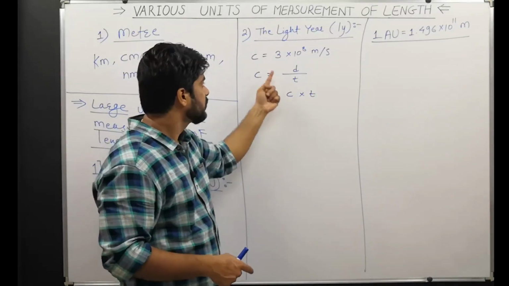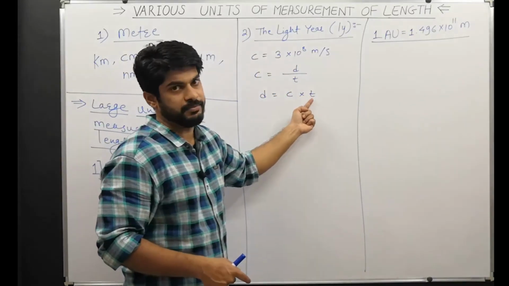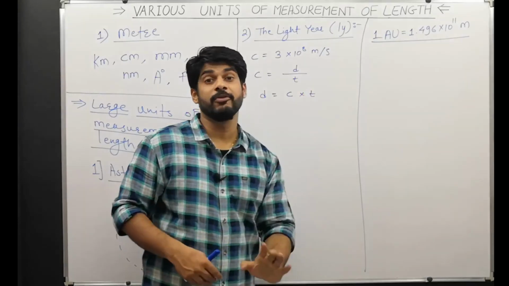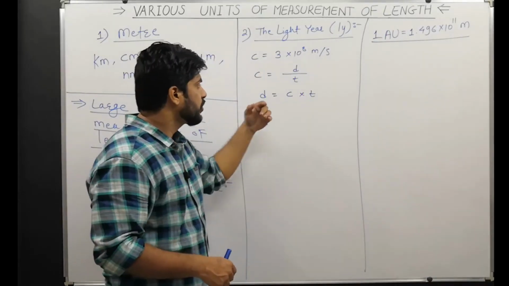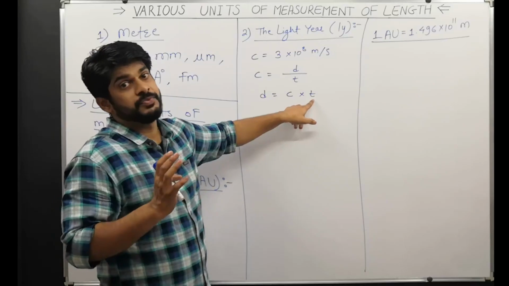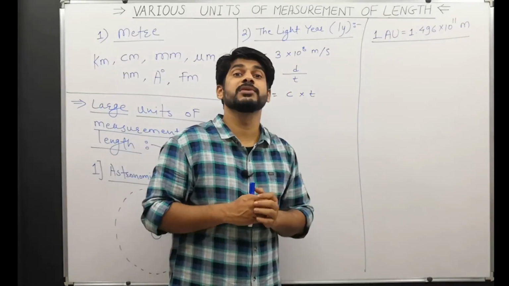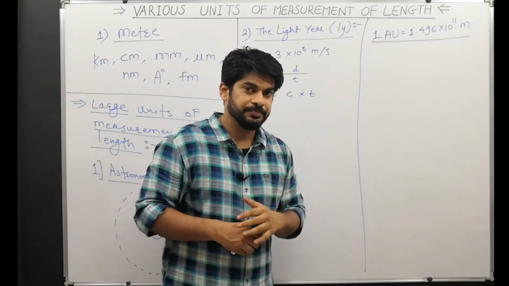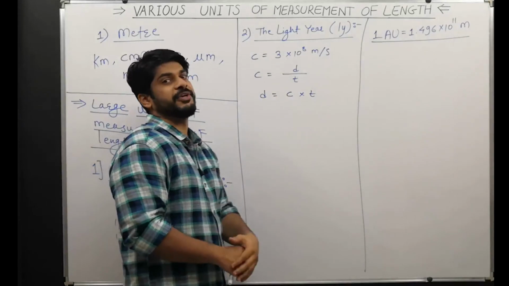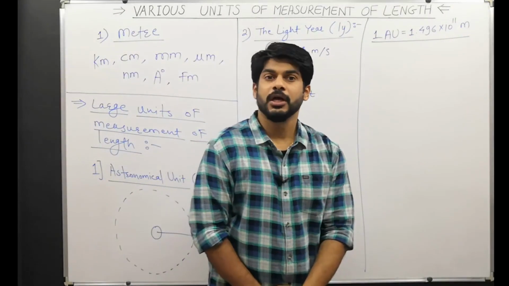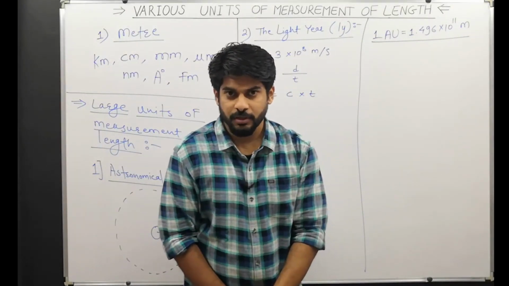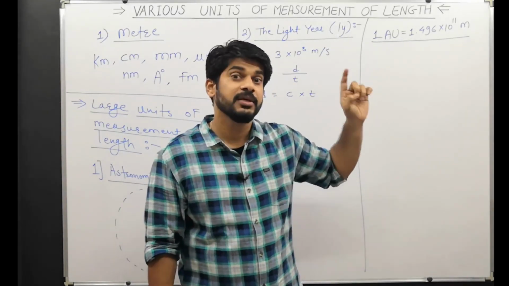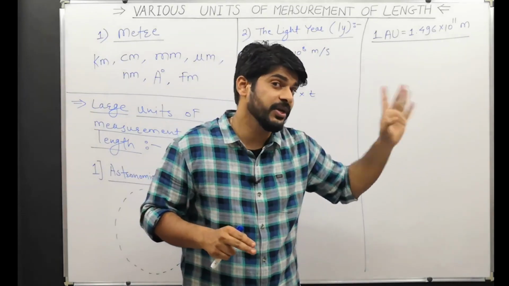Just put this number c, and put the time in seconds. 20 minutes, convert that to seconds, and you will get the distance traveled by light. You can put any number here that you want. Let's say how much distance light travels in 1 month, 2 months. Like that. So in a similar way, light also travels some distance in 1 year, isn't it? It must be traveling a certain distance in 1 year.